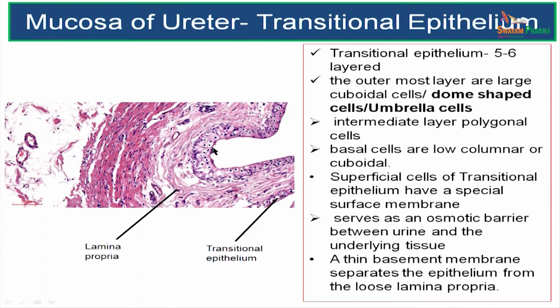The outermost layer is dome shaped cells, cuboidal cells or umbrella cells. Intermediate layer is polygonal cells, basal cells are low columnar or cuboidal. The superficial cells of the transitional epithelium have a special surface membrane. The importance of this membrane is that it serves as an osmotic barrier between urine and the underlying tissue. There is also a thin basement membrane, as you can see in this, which separates the epithelium from the loose lamina propria.